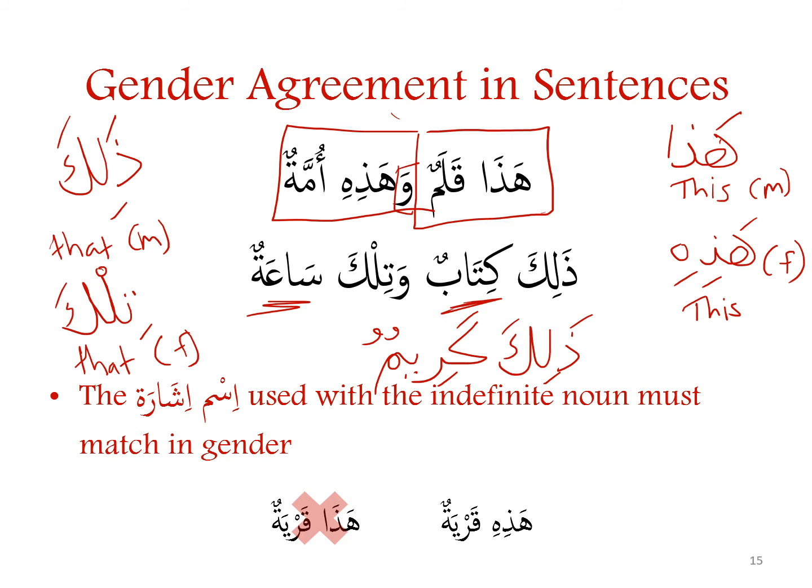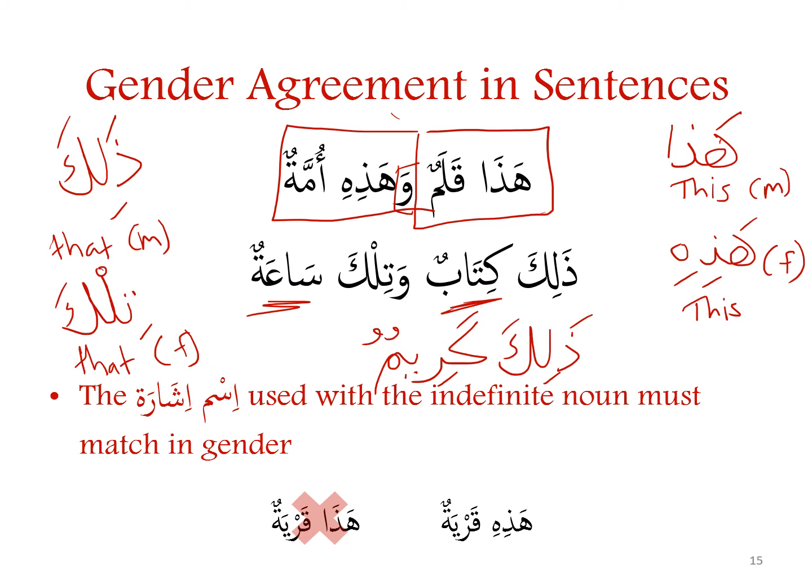So كريم is an indefinite adjective, a صفة. So it's matching the sentence structure, and it's also masculine because ذلك is also masculine. If I wanted to use تلك, I would have said تلك كريمة. I would have used the feminine version. So just be very careful and be very competent with matching the genders in the sentence.